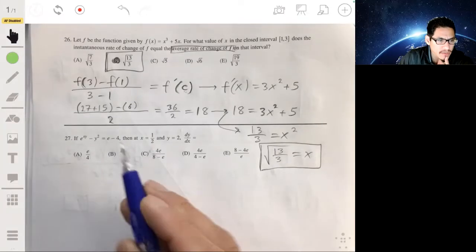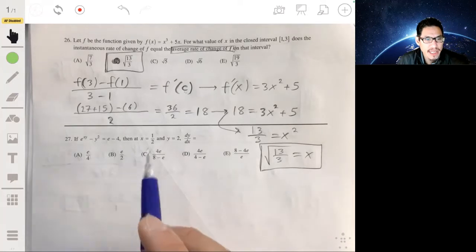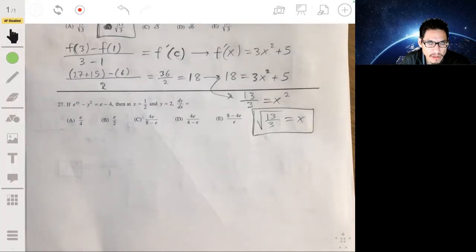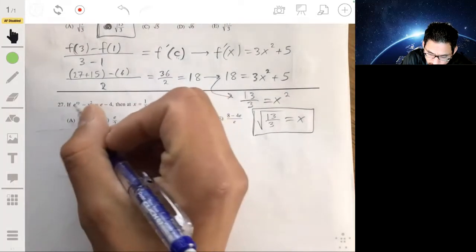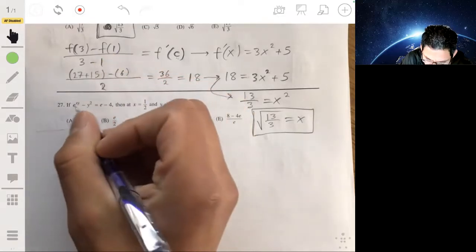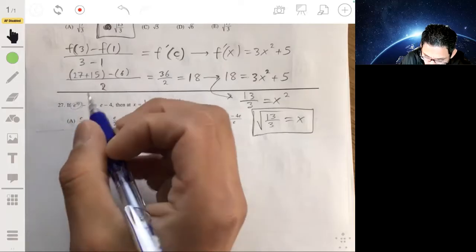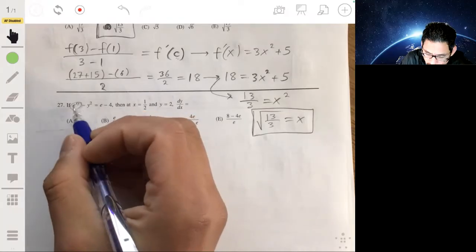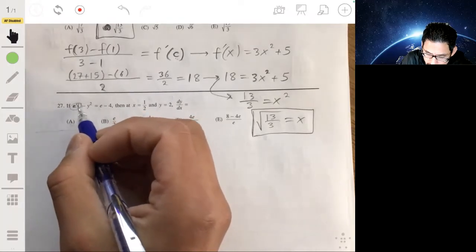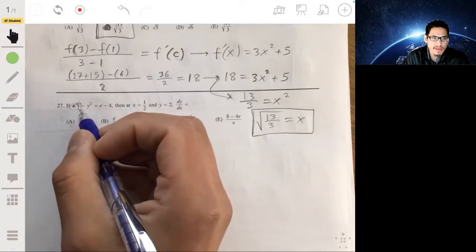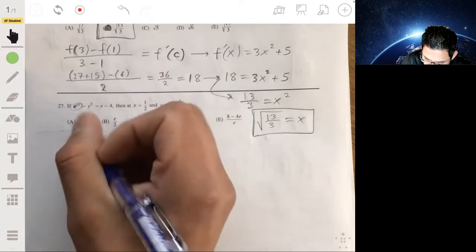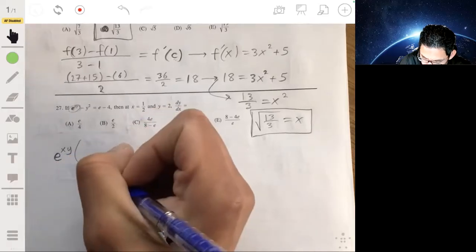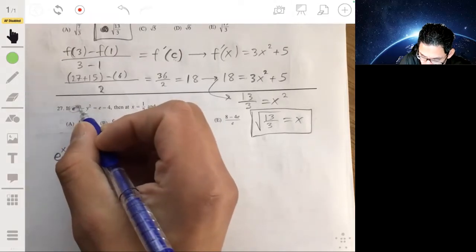27. If e to the xy minus y squared equals e minus 4, and x equals 1/2 and y equals 2, dy dx equals. All right, well, this is going to involve implicit differentiation. So what we have going on here is some intimidating function. And if you're going to differentiate this implicitly, remember, when you're differentiating a function e to the u, that part always stays. So we're going to have e to the xy times the derivative of xy.